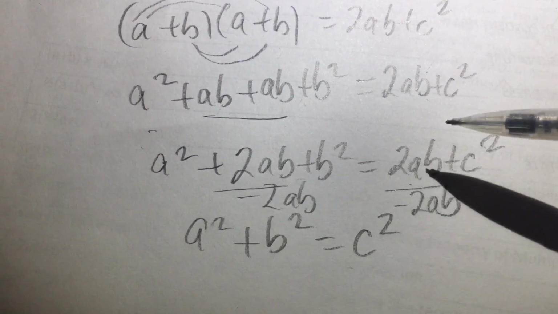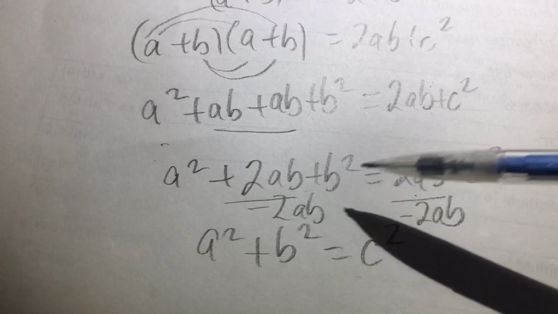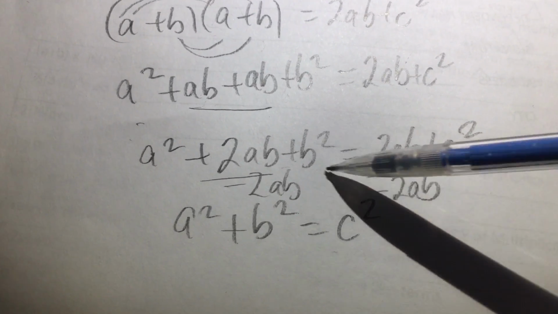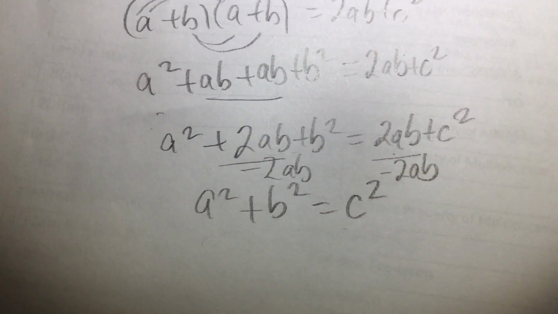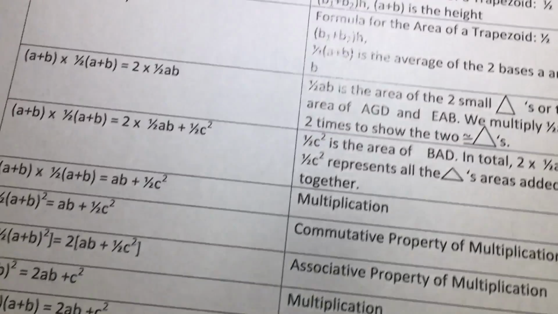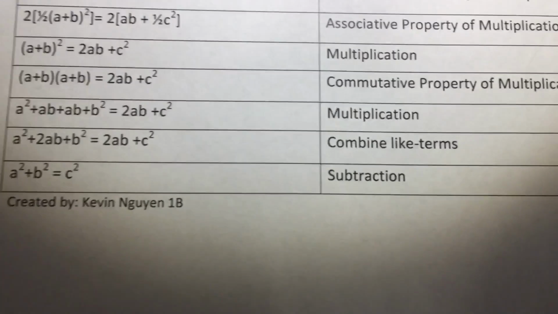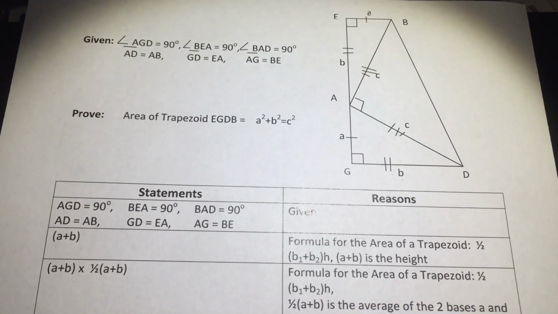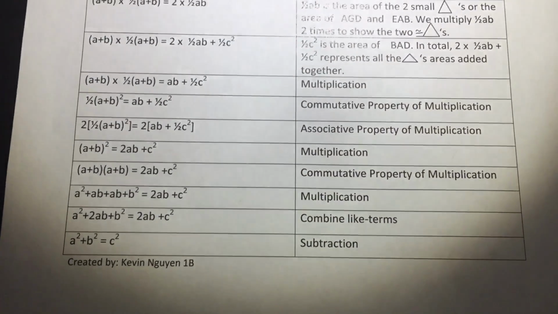We have another common or like term. We can subtract 2AB from both sides, and we would get, guess what? The Pythagorean Theorem. This proves the right triangles above and the formula itself. I cannot believe that our 20th president, James Garfield, figured this out on his own. So kudos to him.